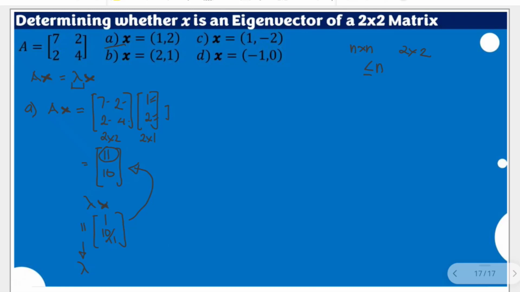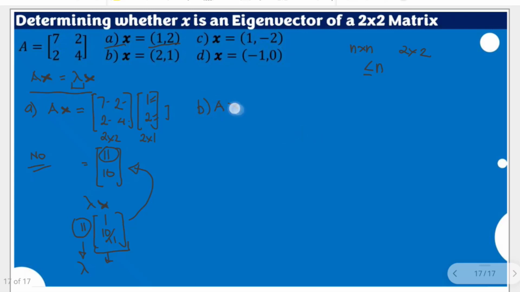So we have that, but look at our vector here. This is not similar to the vector in A, which is 1 and 2. This is the indication that the vector x for letter A is not an eigenvector of matrix A, because it could only happen if, once we take out a certain lambda, the remaining vector here returns to the original vector as presented here. So let's continue with letter B.